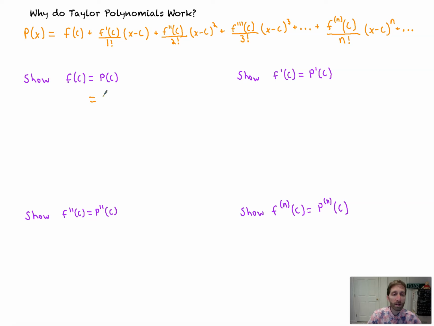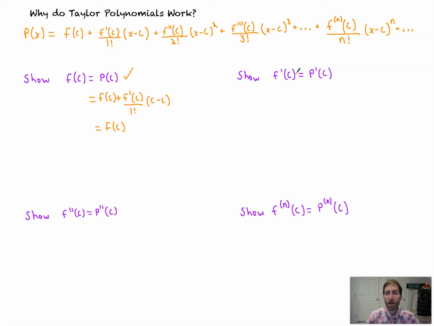Now what happens? Well, you get f of c plus, and I'm just going to do this in the very first term and then expand it out, f prime of c times plug in c for x. That's p of c that we're doing. If I plug in c here, that goes to 0. So does this. c minus c, that's 0. They all go to 0 except for the first term. So that ends up equaling f of c. So that means p of c is equal to f of c.